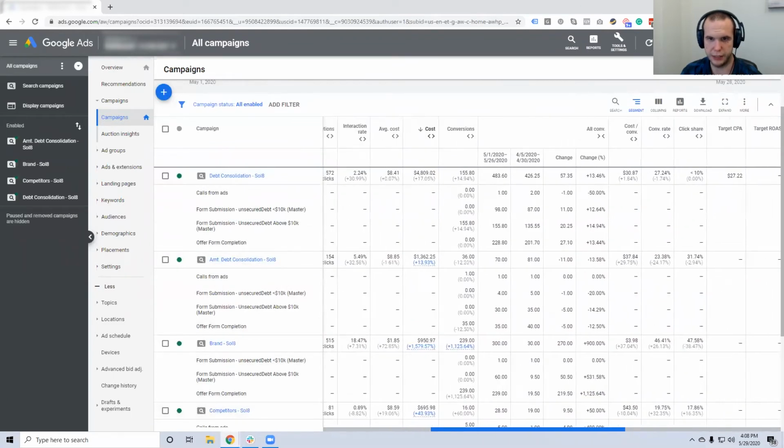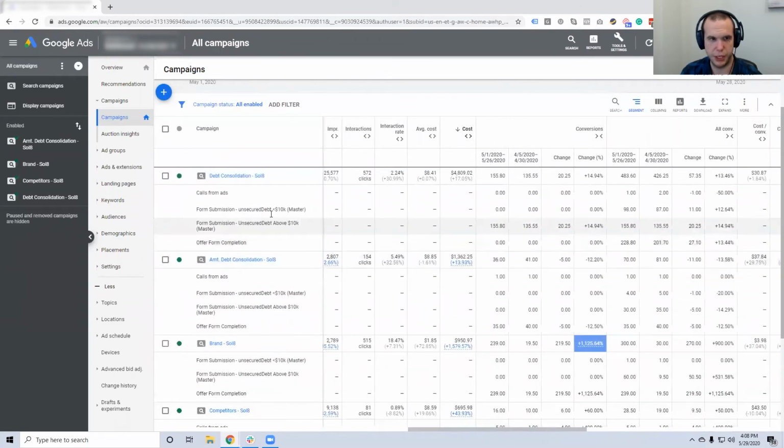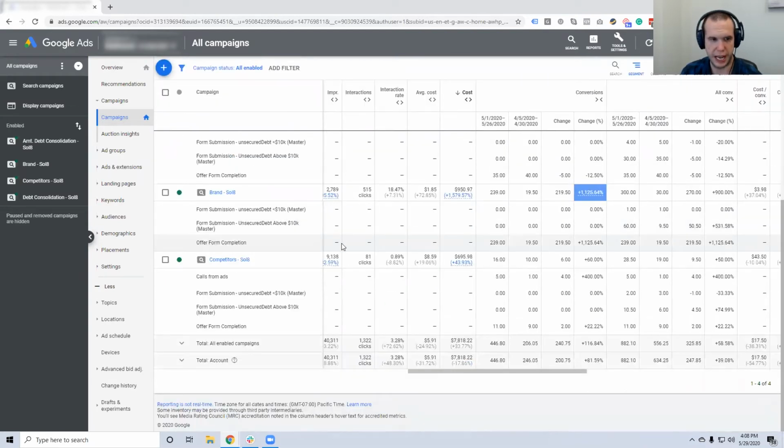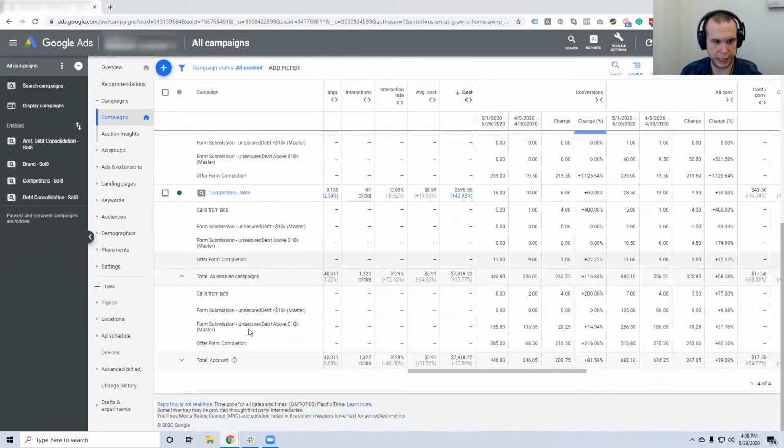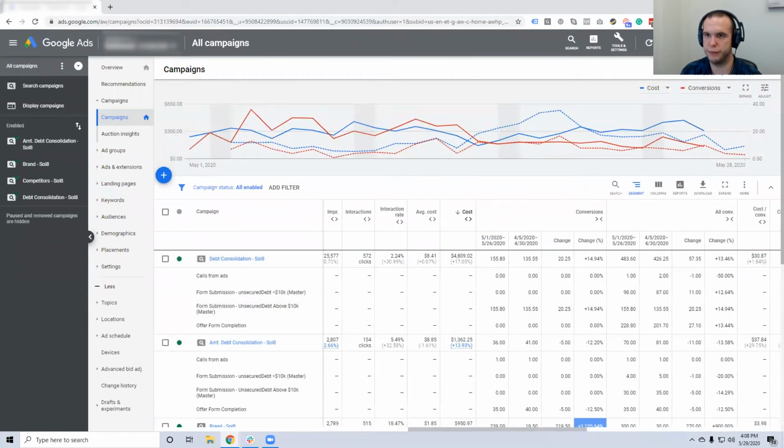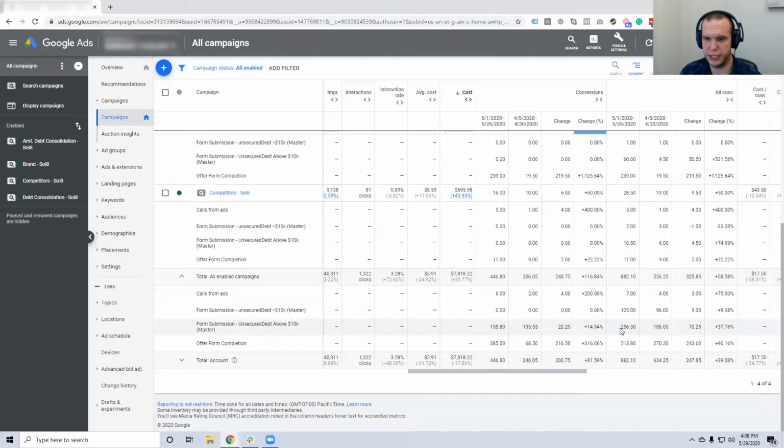These are types of conversions. This one's someone who submitted a form that said they had under $10,000 in debt, and this is someone that filled out a form and said they had above $10,000 in debt. If you go to all enabled campaigns, for above $10,000 we have 256 conversions, and under $10,000 we have 105, just so far this month. We spent a grand total of $7,800, generating 256 of the type he wants and 105 of the type he doesn't want.